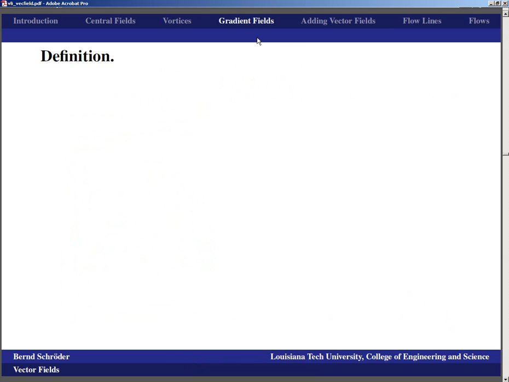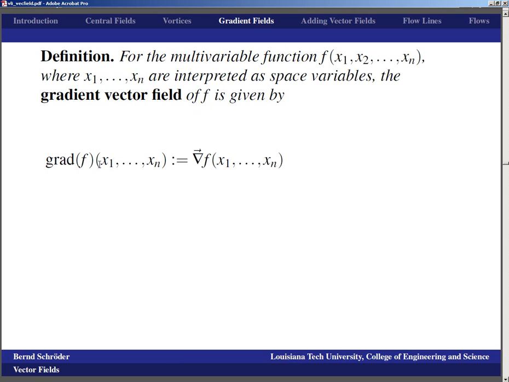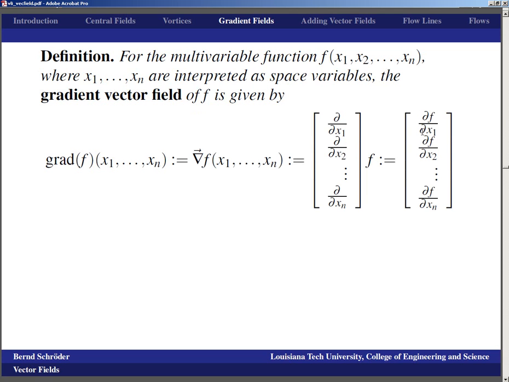Okay, so let's now talk about gradient fields. For a multivariable function f of x1 through xn, where x1 through xn are interpreted as space variables, the gradient vector field of f is given by gradient of f, or nabla f, of x1 through xn. You take the nabla operator, partial with respect to x1, partial with respect to x2, all the way through partial with respect to xn, of f, and that's just partial f with respect to x1, partial f with respect to x2, all the way through partial f with respect to xn. So this gradient operator that we already know takes a function of several variables and turns it into a gradient field.